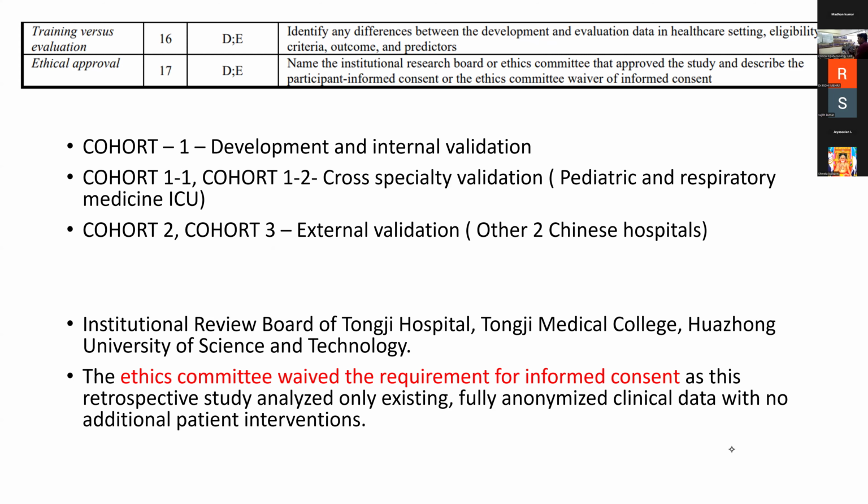Now, name the IRB board or ethics committee, and whether they gave informed consent or waived it. The ethics committee had waived the requirement for informed consent, as this was a retrospective study, and they used only existing data and did not require any additional patient interventions. And this was the IRB board which had approved their study.